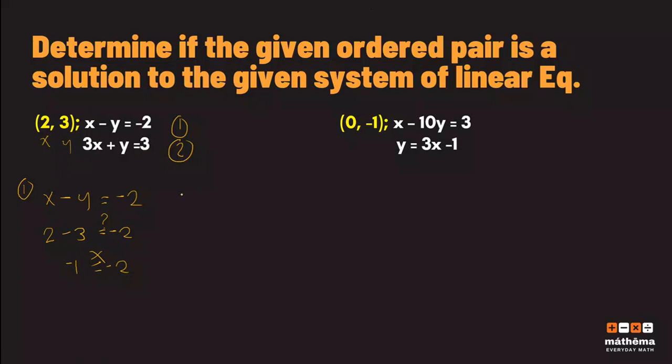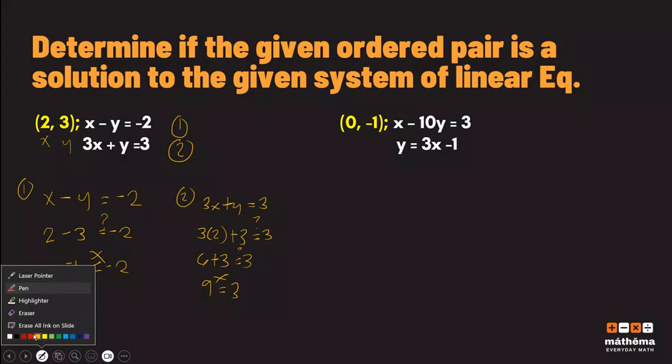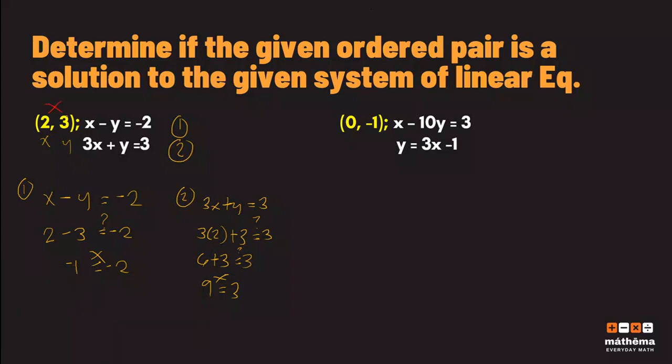Now, let's try equation number 2. We are given 3x plus y equals 3. Again, x is 2 and y is 3. Is this equal? We have 3 times 2 is 6, plus 3 equals 3. And then 6 plus 3 is 9, which is not equal to 3. Therefore, 2 and 3 is not a solution to our system of linear equations.